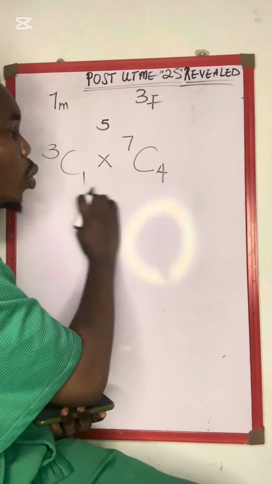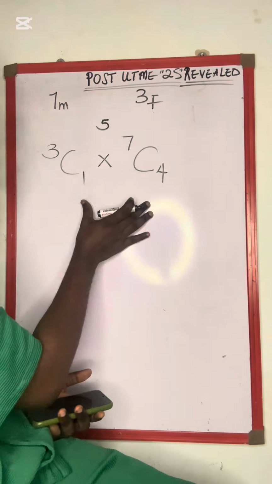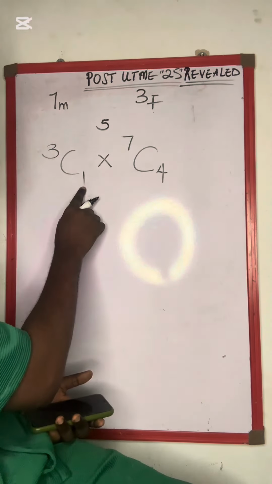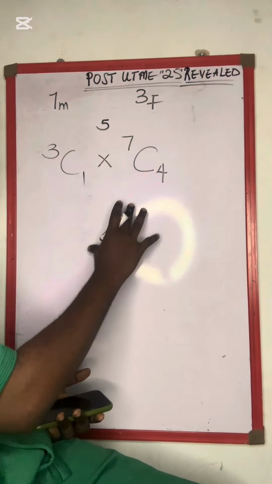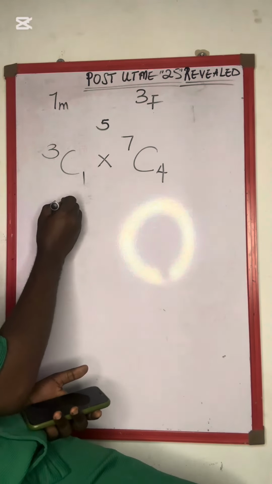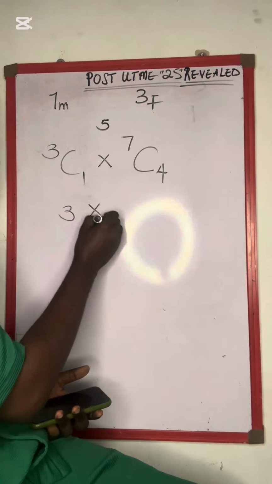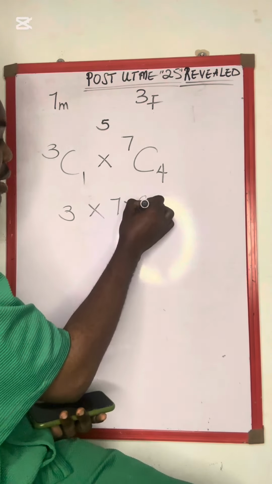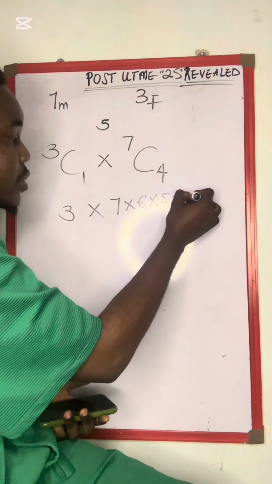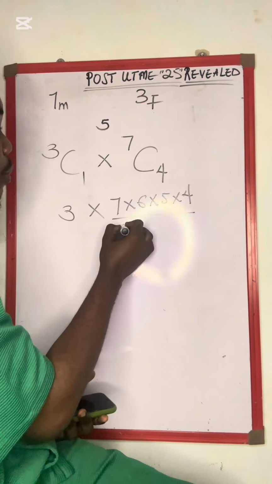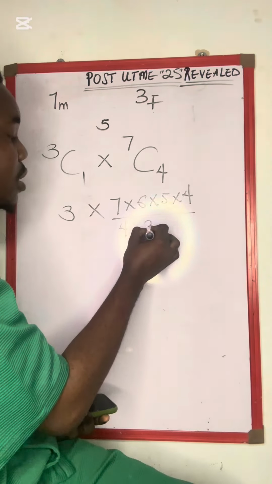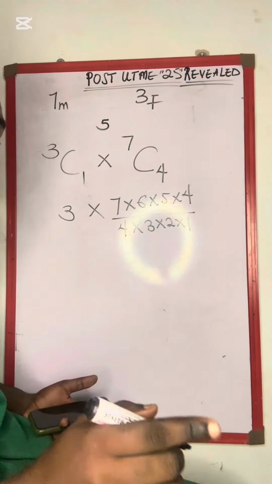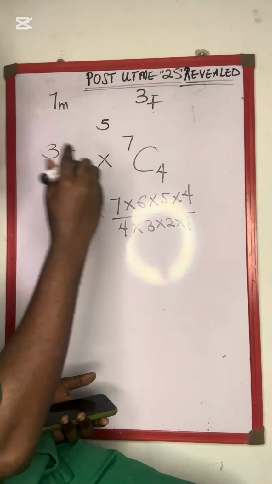Now, this is the only way I can have my selection, because I was told that it must have just one female. Now let's simplify this. 3 combination 1 remains as 3, multiplied by 7 combination 4, which becomes 7 times 6 times 5 times 4, all divided by 4 times 3 times 2 times 1. You'll be surprised how I got that. Watch. For combination, we all know the formula for combination.